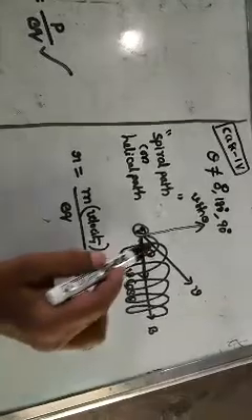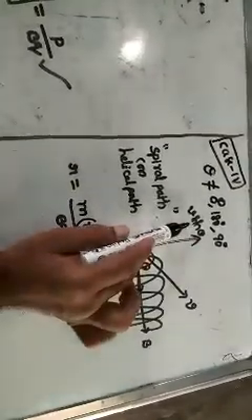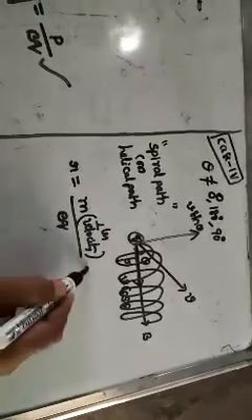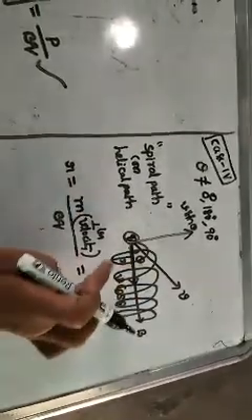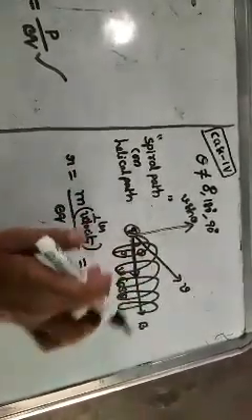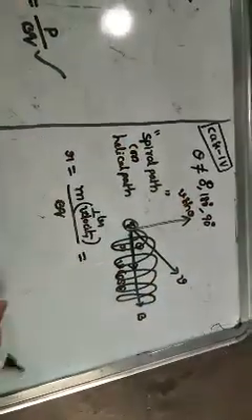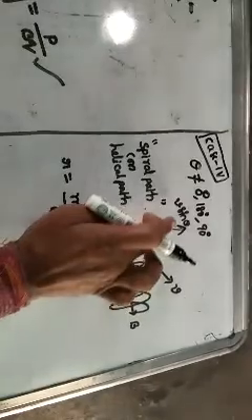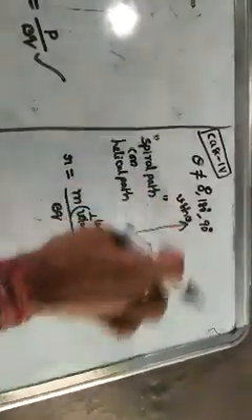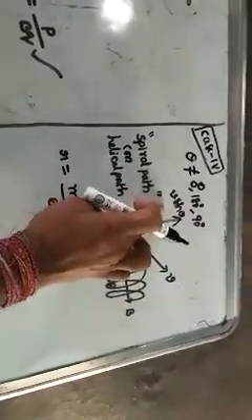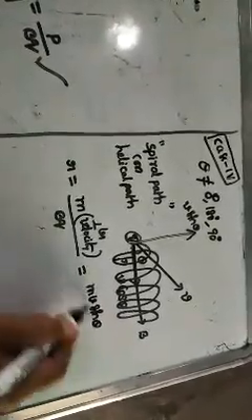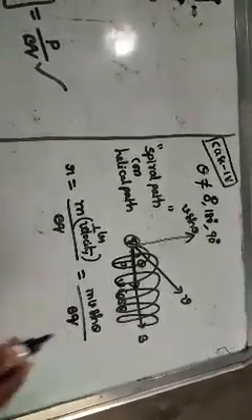I told you the circular path is due to the velocity v sin theta, so you have to write the perpendicular velocity. The magnetic field is like this, v sin theta is like this, both are perpendicular, that is why this causes circular motion. So here r is equal to m v sin theta by bq. This is the radius.